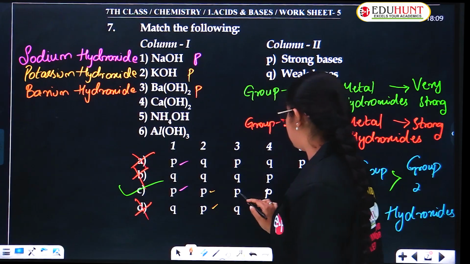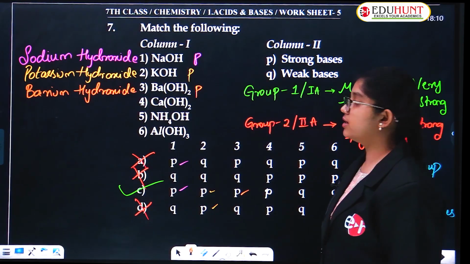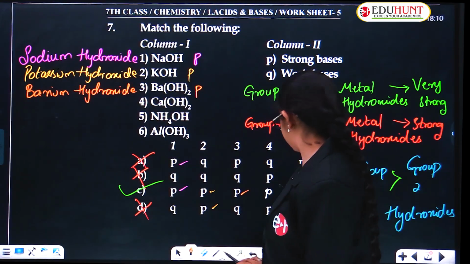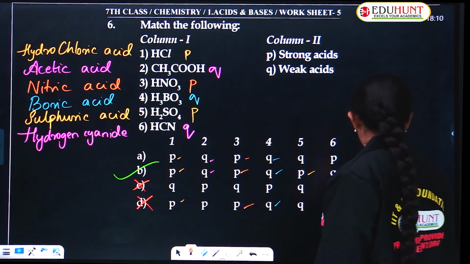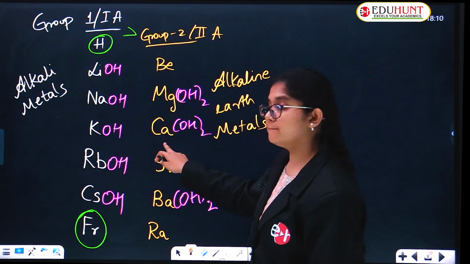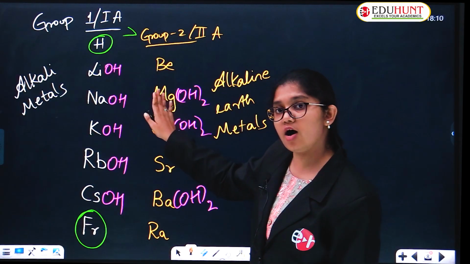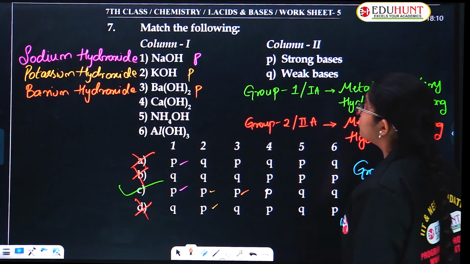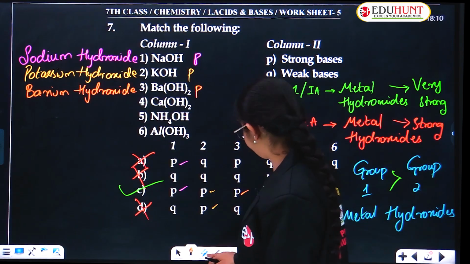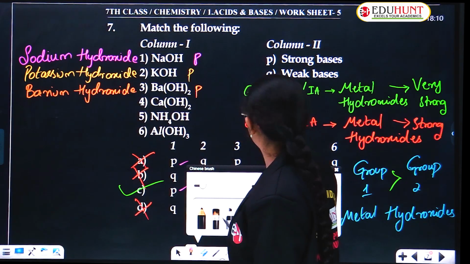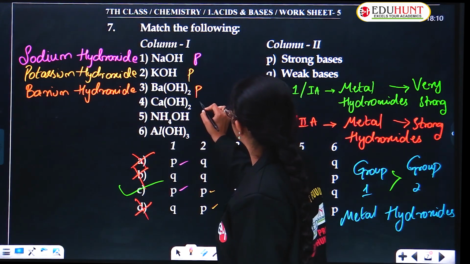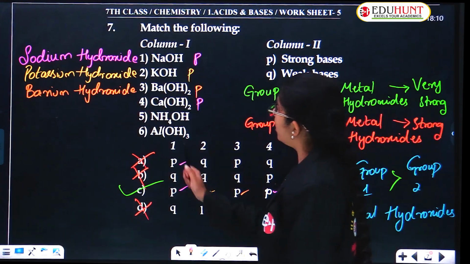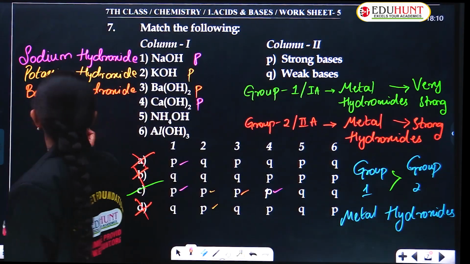Clear, no? Okay. Now calcium hydroxide also, what is that? It belongs to group 2. It is also a strong base. Very good. You are understanding clearly? So calcium, group 2, is also a strong base. Okay. Now NH4OH, I'll write the name over here for you.